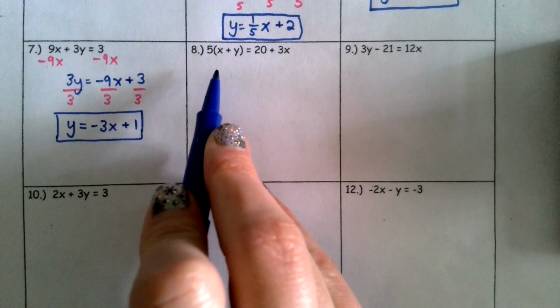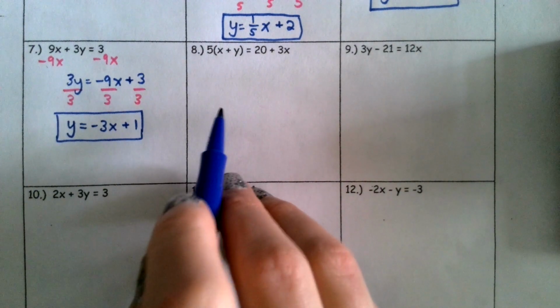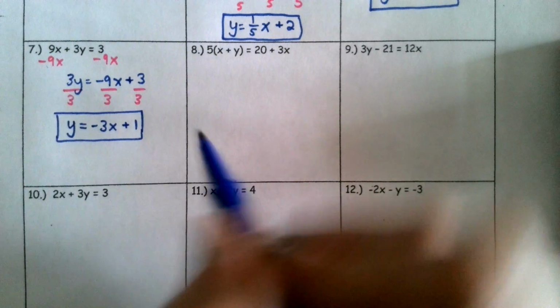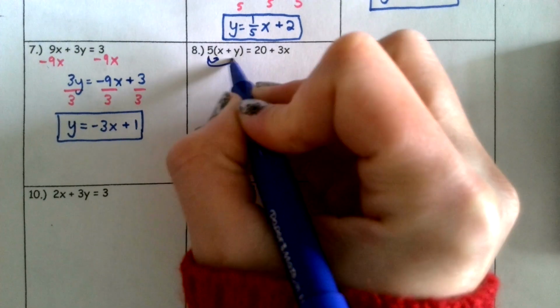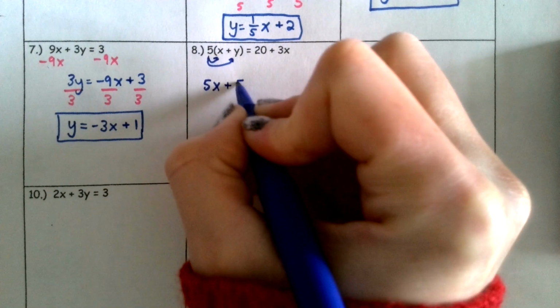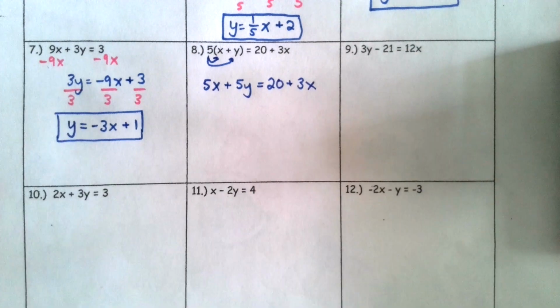Our next example kind of goes back to our first one that we did in a previous video where we have some parentheses going on. So before we can do anything, we need to get rid of those. So if you see parentheses involved in the problem, that means you need to use the distributive property. So that's what my first step is going to be, I'm going to use the distributive property. And I end up with now 5x plus 5y equals 20 plus 3x.